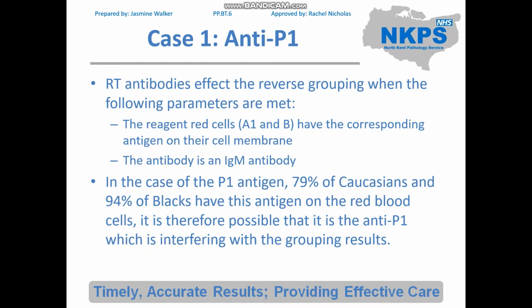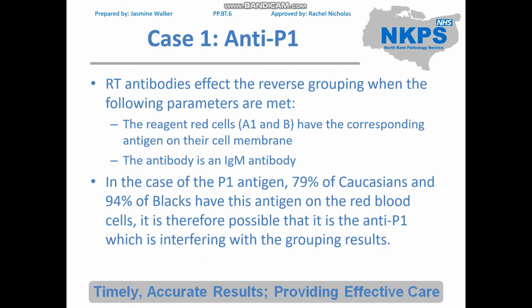The most important is that the reagent red cells, the A1 and the B cells, have the corresponding antigens on their cell membrane, and the next that the antibody is an IgM antibody, and that's because IgM reacts best at room temperature, and the blood group is performed at room temperature. It's not incubated at 37 degrees.